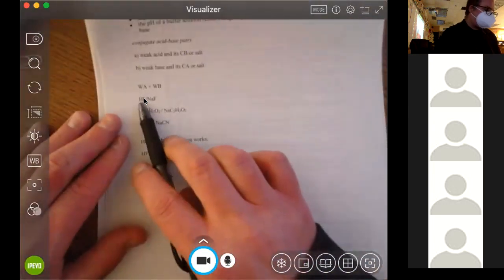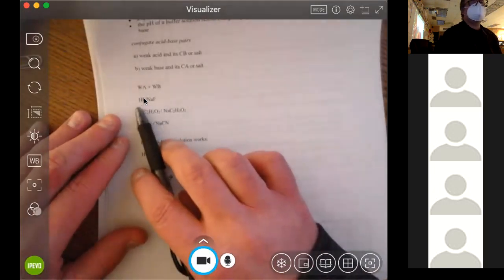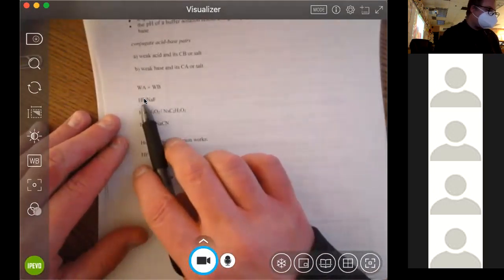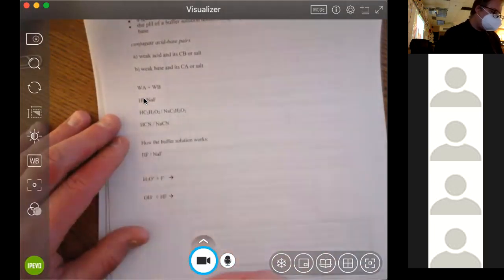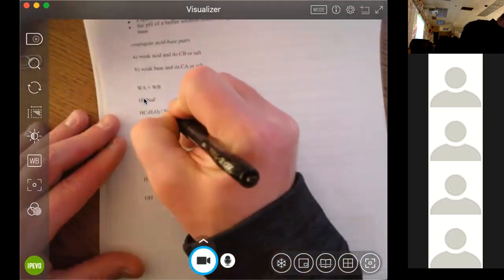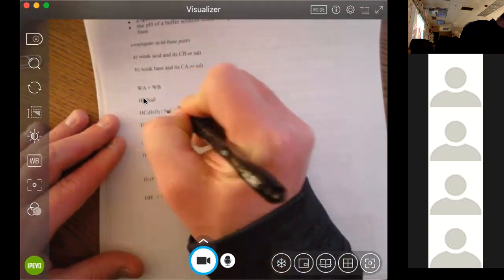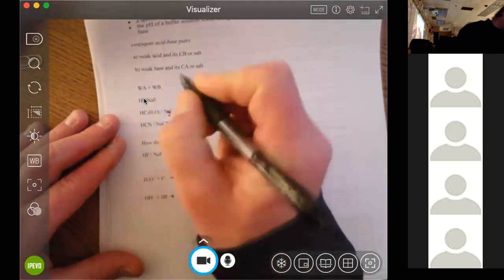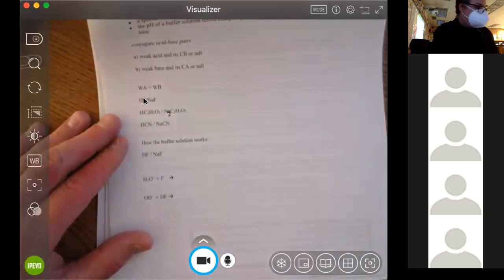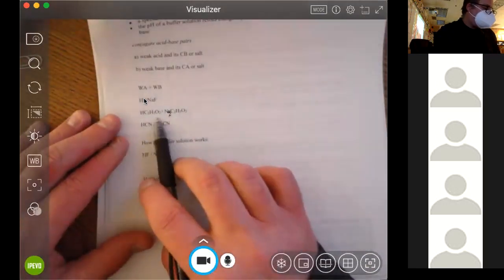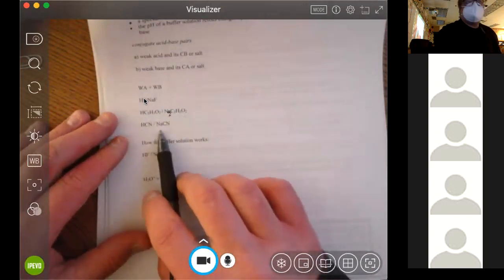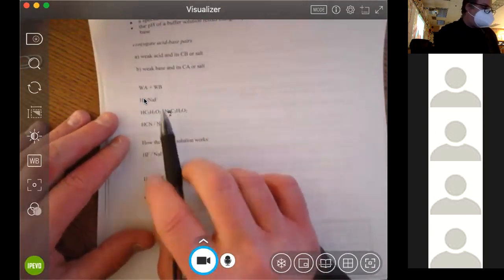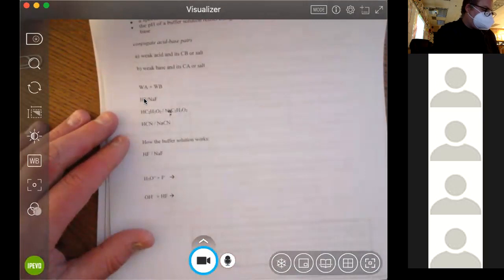So if we take a look, the one we saw yesterday, we had HF and NaF. Here, it should be sodium, not NS. I need to make that correction on there. That should be sodium acetate. So you use acetic acid and sodium acetate, and then cyanic acid and sodium cyanide. These are all decent buffer systems.